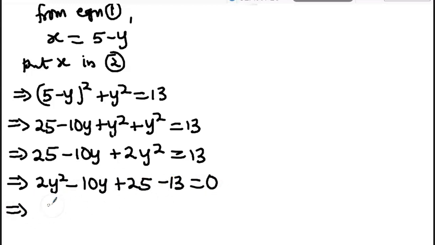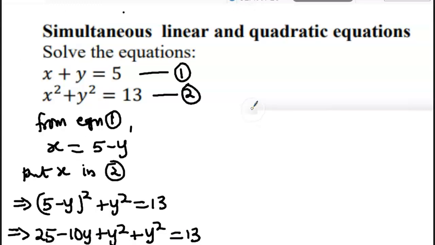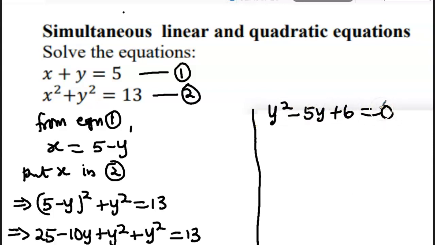So we have 2y squared minus 10y, 25 minus 13, giving us 12. Now 2, minus 10, 12. So 2 can divide through. When you divide through, we are getting y squared minus 5y plus 6 is equal to 0. Then solve the quadratic equation. y squared minus 5y plus 6 is equal to 0.